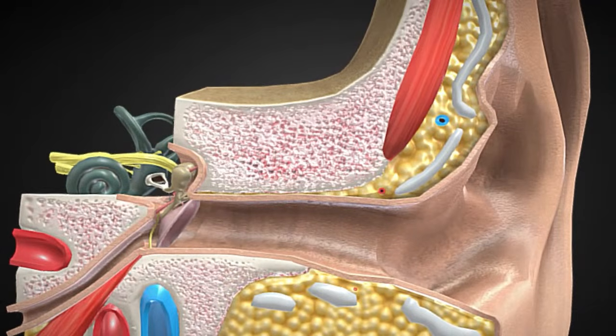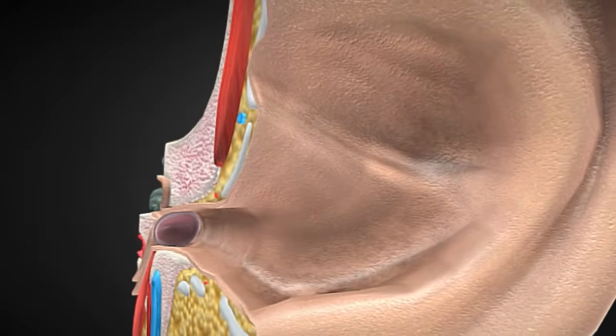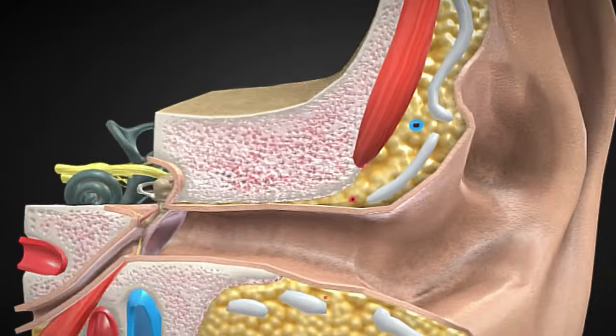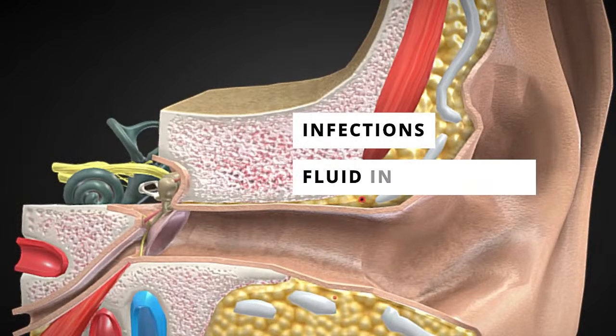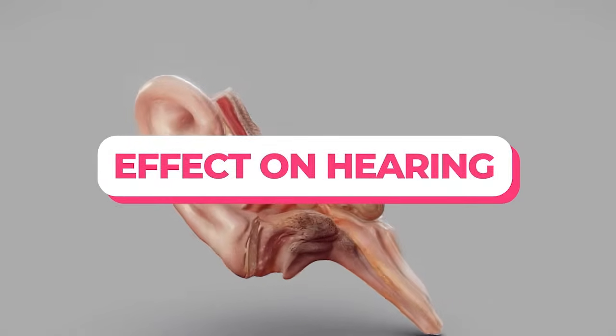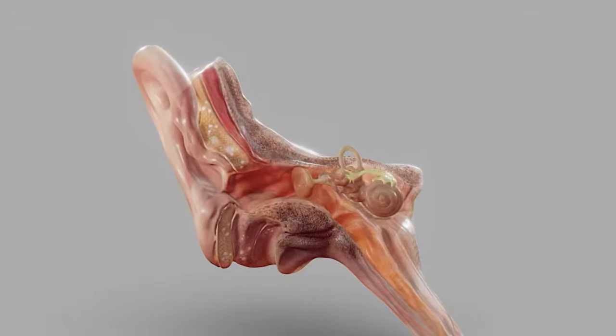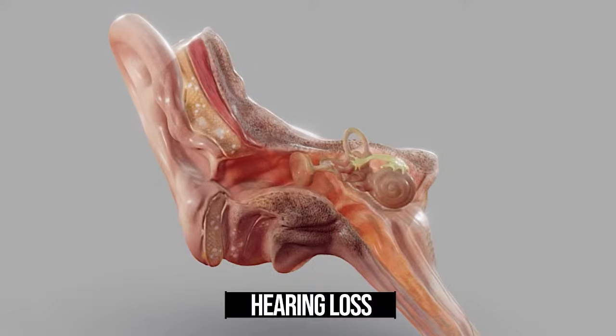Diagnostic relevance. Examination of the eardrum can provide valuable information about the health of the ear. Changes in its appearance can indicate various conditions, such as infections, fluid in the middle ear, or eardrum perforation. Effect on hearing. The efficiency of sound transmission through the eardrum is crucial for normal hearing. Any alteration in its structure or function can lead to conductive hearing loss.